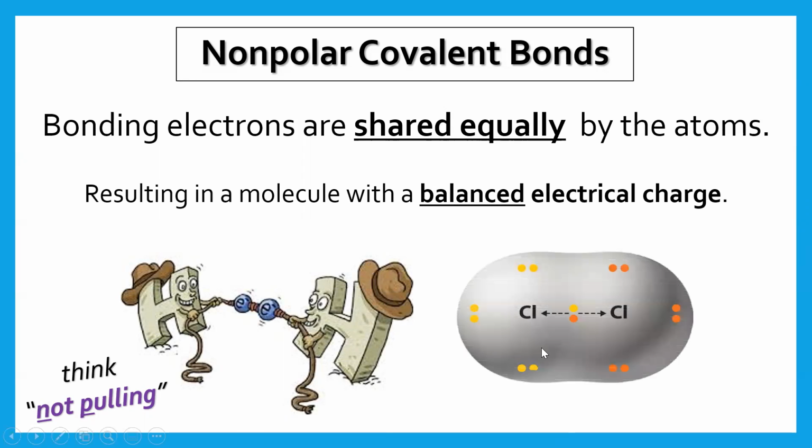So for example, if you look at 2 chlorine atoms bonding, each has 7, and if they overlap, they'll share to become 8. So because of the same size, these shared electrons orbit at the same rate. So there's a balanced electrical charge from those new electrons being shared.